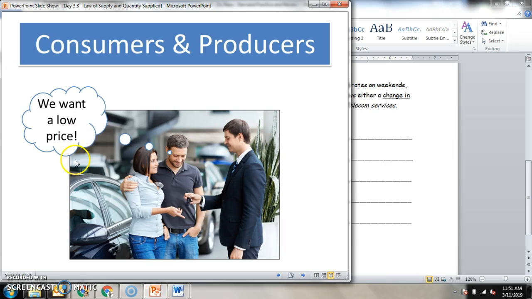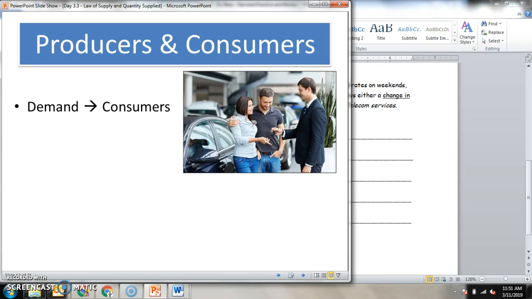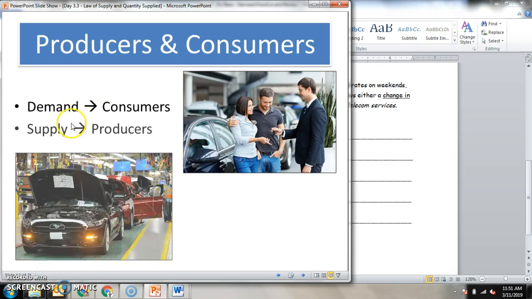People buying a car, they want a low price. So these consumers don't want to pay very much. But a producer, a car seller, wants to make a profit. They want to have that price as high as they can in order to make money. And so what we've got here are two different sides. We have the demand side and we have the supply side.